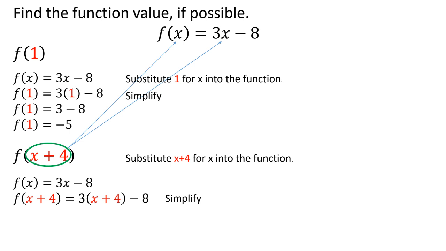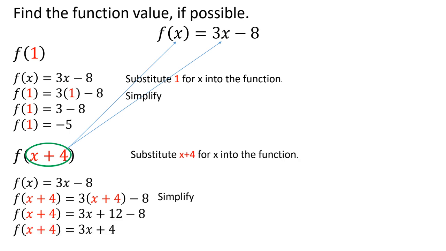The first step in simplifying is to distribute this 3 to the x, and to the 4. When we do that, 3 times x is 3x, and 3 times 4 is 12, minus 8. Now we can combine like terms. We have 2 constant terms, a positive 12 and a negative 8. So 12 minus 8 is positive 4. So that would be our solution for that input value.